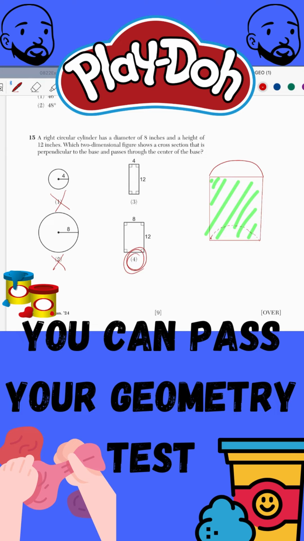Cross-sections are the cutting of three-dimensional shapes, and what flat shape do you see when you look at your cut? They're either cut perpendicular or they're usually cut parallel to the base. Hope this helped.